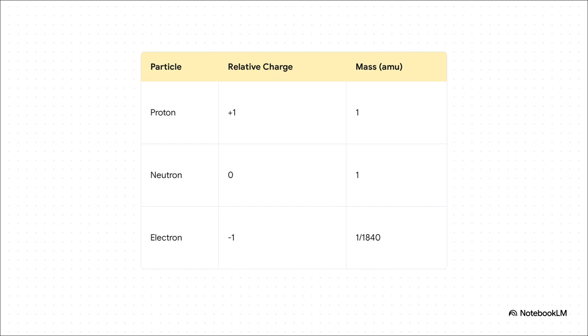But then look at the electron. It's got that negative charge, but its mass is tiny. It's almost 2,000 times lighter. So, here's the key takeaway. Almost all the mass of an atom is crammed into its super dense center.